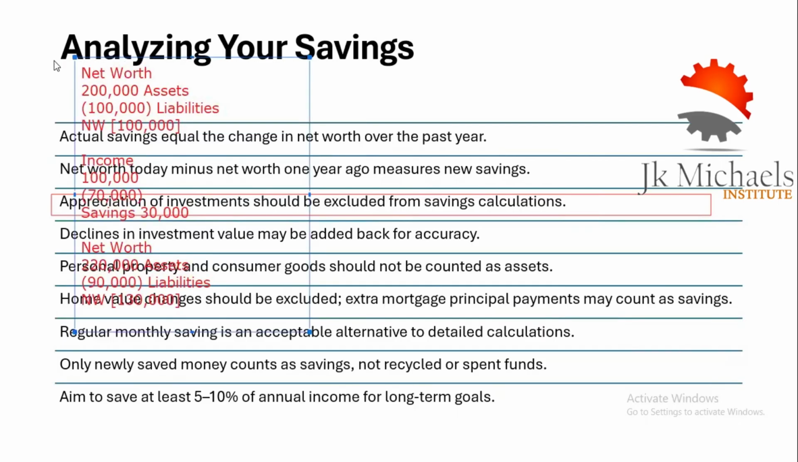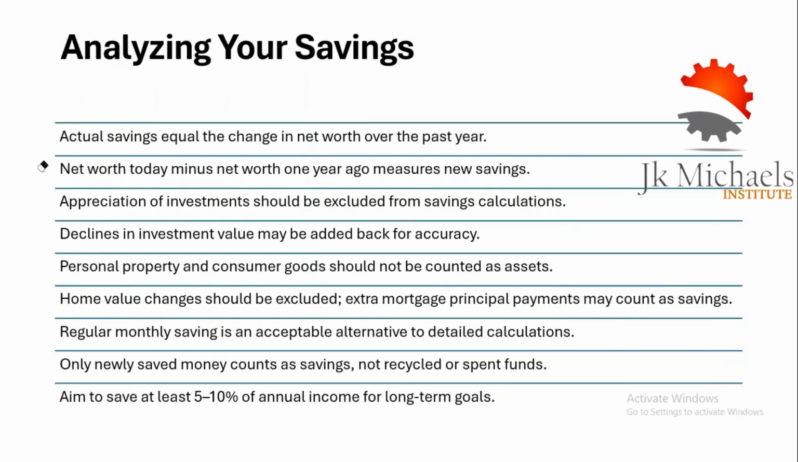Right now, so going back there, we have what? Actual savings will equal what? The changes in the net worth from the previous year. Another very important thing is your net worth today minus your net worth 1 year ago is just a testimony to how much you saved. The appreciation of investments. Now, there are assets that are 100,000 that would increase to 200,000, not because you added money, but because they appreciated in value.